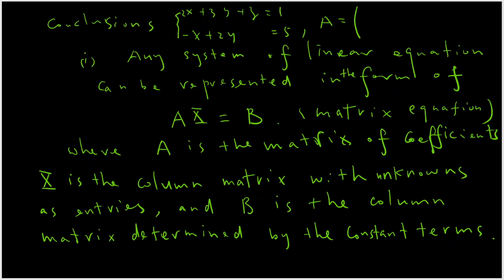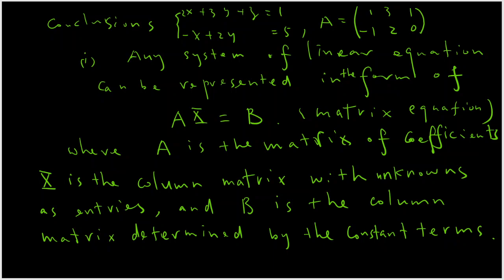The matrix of coefficients has 2 rows and 3 columns. The first row is 1, 3, 1, coming from the coefficients in that equation, right? The second row is -1, 2, 0, because the coefficient of z in the second equation is 0. So that's A.